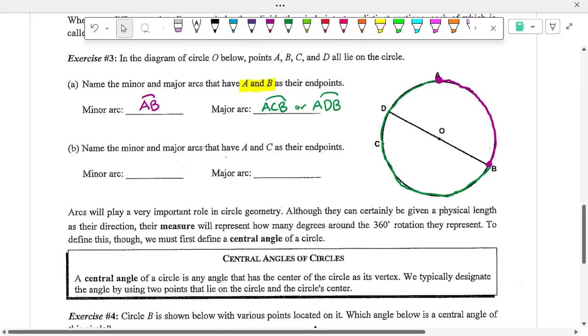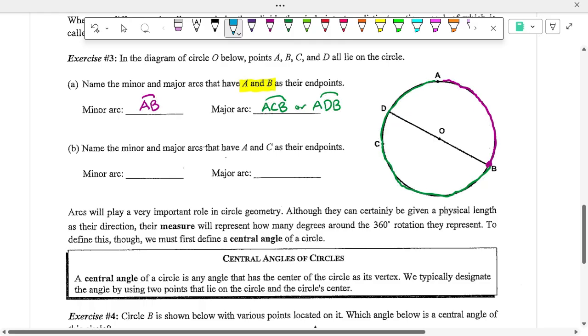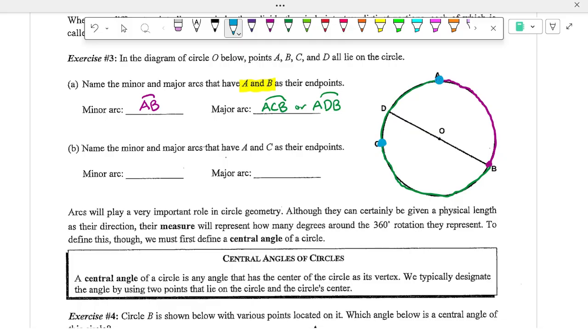All right. What about for AC? Now we're looking at points between A and C. So A and C are now my 2 endpoints. So I start at A, I end at C. How would I name the minor arc? AC. So that's this little arc right here.